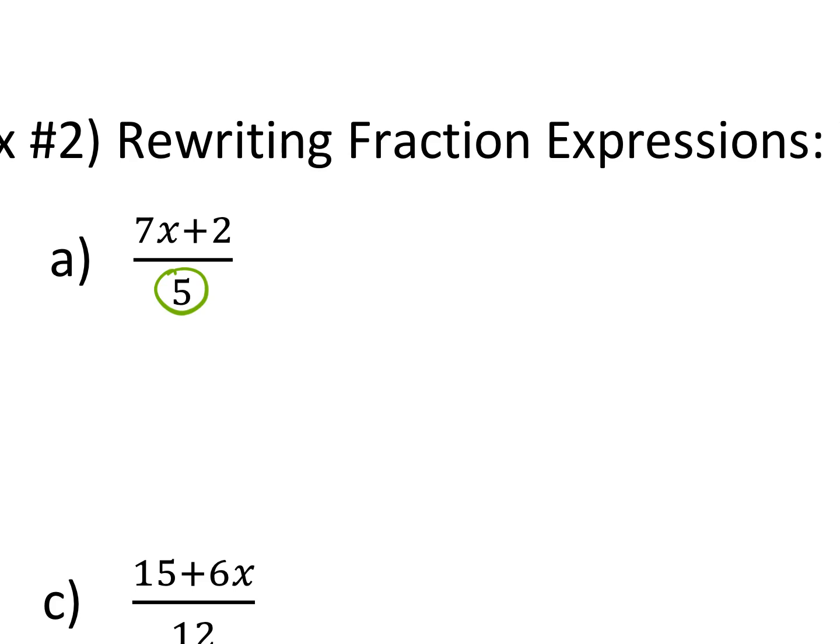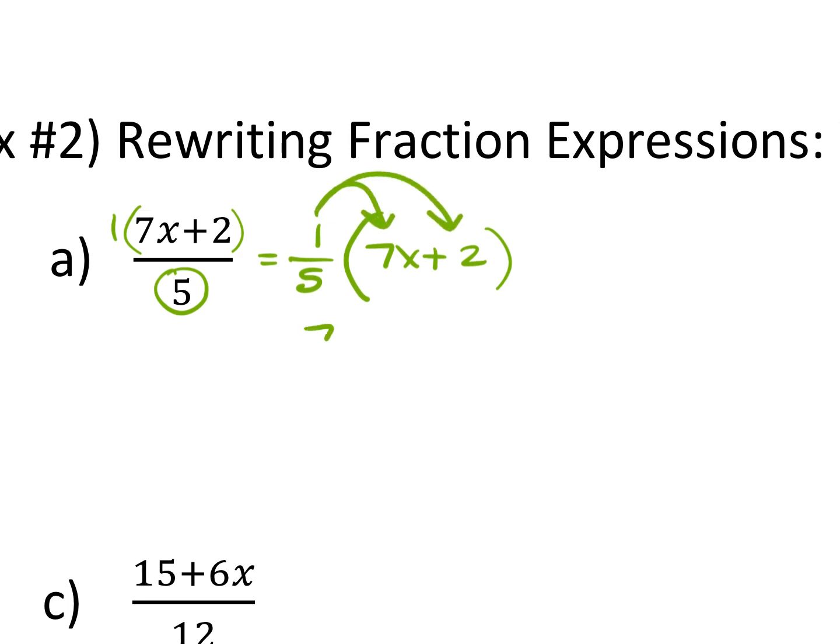We're going to take that denominator and put it out in front as a fraction. We're going to call it 1/5, okay? Because essentially this whole thing, if you wanted to multiply it by something, it would have to be by 1. So we're going to put a 1/5 out in front, and then we're left with 7x plus 2. Now if you were to distribute that, you would go like this, and it would be 7/5 times x plus 2/5.